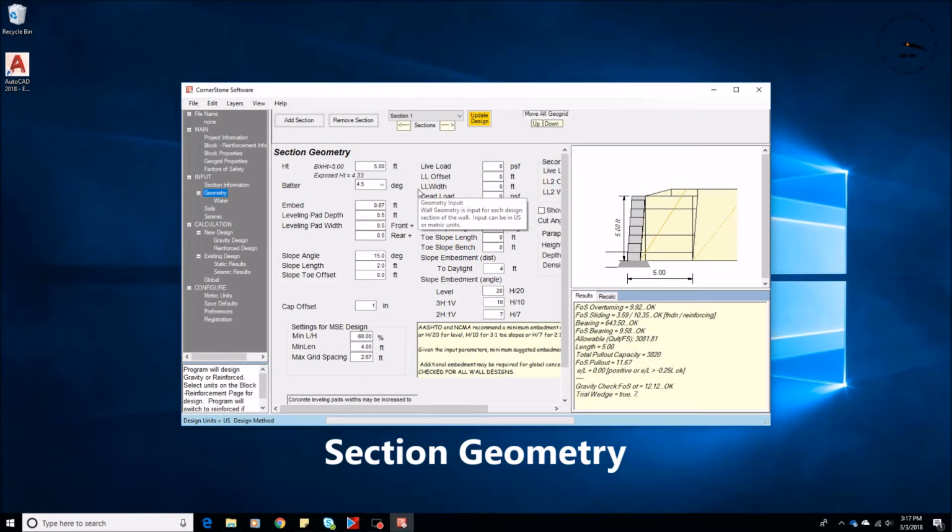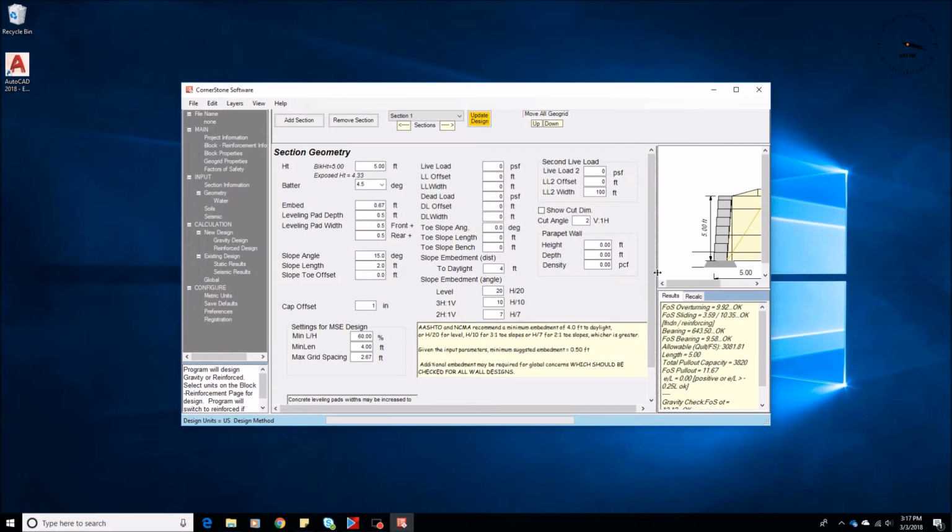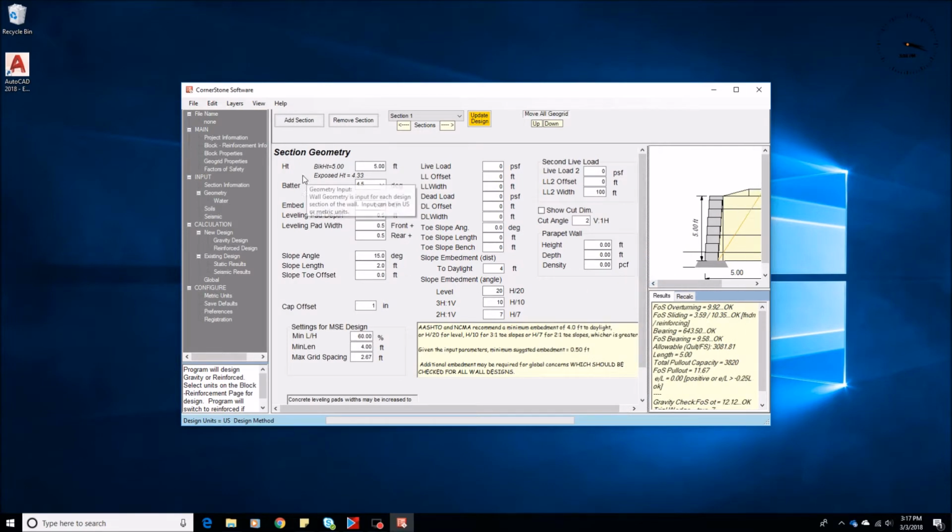Geometry is where we input our data for the wall, for what we want it to design with. Let me slide this over so we see the whole screen. The height is going to be from the top of the leveling pad to the top of finished grade. The program designs to grade, not to blocks. The blocks are inserted over the face to get our best match. So that's what we're looking for.